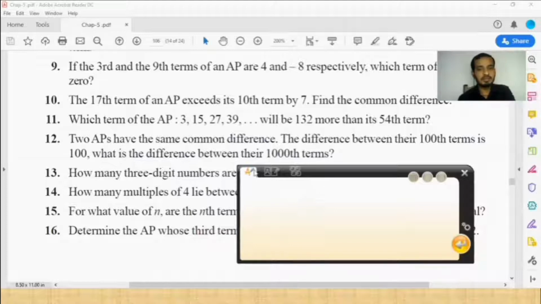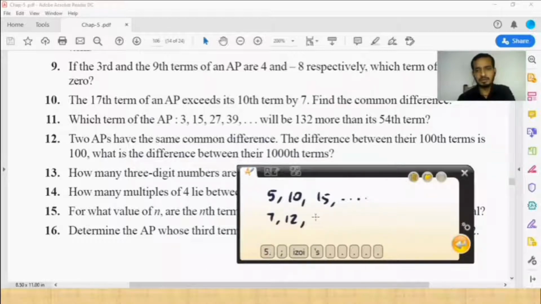For an example, I write one example: 5, 10, 15, etc. with common difference 5. I write another sequence with common difference 5, that is 7, 12, then 17, etc. If you take the term difference in the first position, 7 minus 5 is 2. In the second position, 12 minus 10 is 2, and it goes like this. Everywhere you will get 2 as the difference.